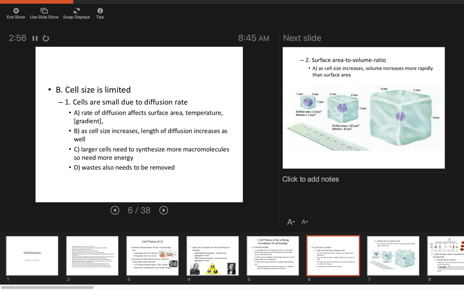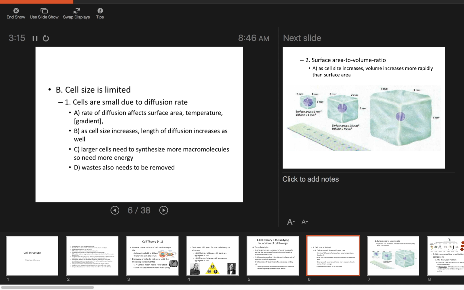All right, so cell size is limited. They are small due to diffusion rates. So how fast they can move things affects their surface area. The temperature also affects how fast they can move things, as well as concentration gradient. So in science, whenever you see brackets around a word or a chemical symbol, that means concentration.